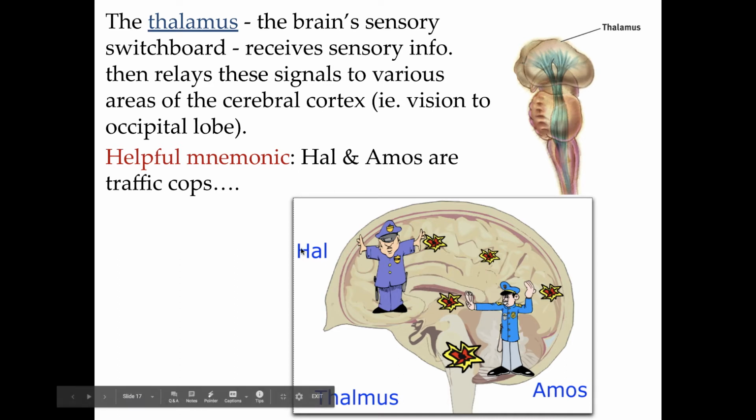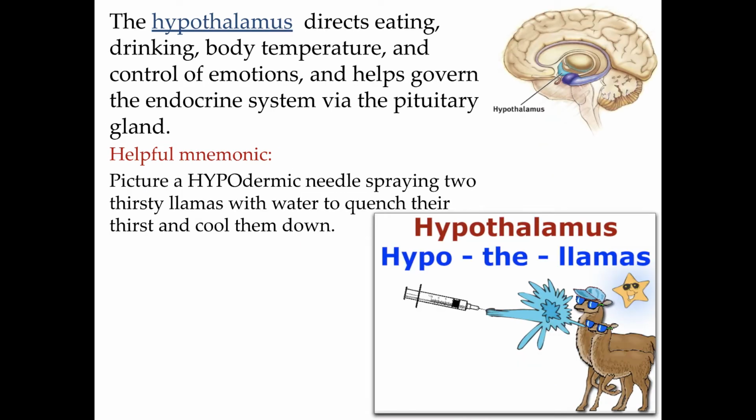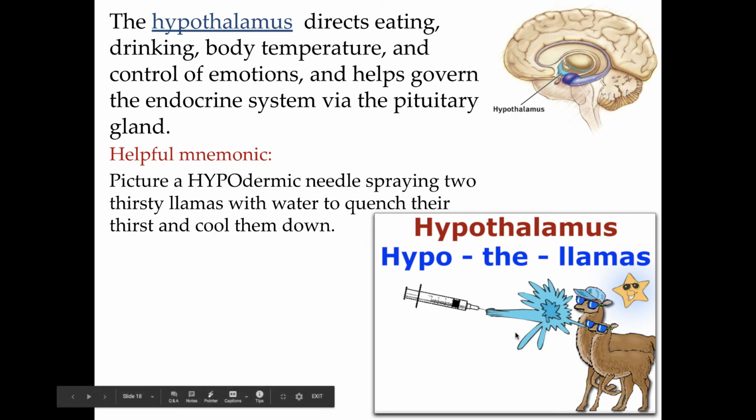Your mnemonic for this is Hal and Amos thalamus. Hal and Amos are traffic cops, and they are responsible for directing sensory traffic to all of the different parts of the brain that process that type of sensory information. Next up is our hypothalamus. Again, I have not come up with any of these mnemonic devices, and I've linked you in your notebook to the videos that actually go with these mnemonic devices.